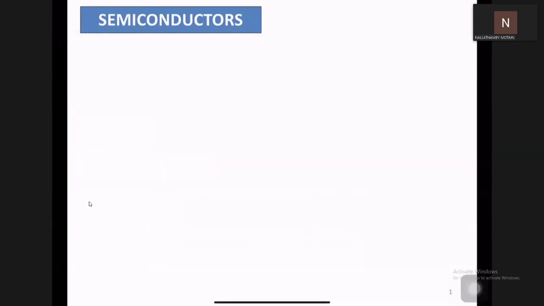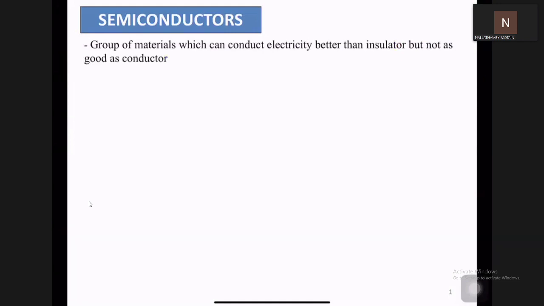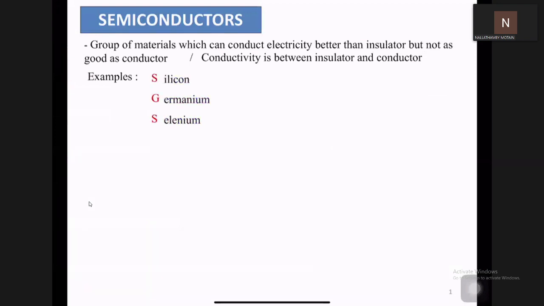Okay, semiconductor diodes. Okay, what does it mean by semiconductors? Semiconductors means it's a group of materials which can conduct electricity better than an insulator, but not as well as a conductor. So you need to memorize. Or you also can write: the conductivity of electricity is between conductor and insulator. Okay, examples, if they ask you, give one example of a semiconductor. Remember silicon, the basic. Silicon or germanium. These are the two famous. Selenium, not famous.